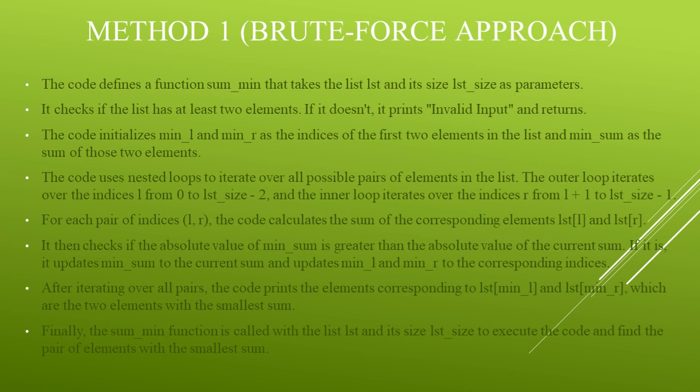It then checks if the absolute value of min_sum is greater than the absolute value of the current sum. If it is, it updates min_sum to the current sum and updates min_l and min_r to the corresponding indices. After iterating over all the pairs, the code prints the elements corresponding to min_l and min_r, which are the two elements with the smallest sum. Finally, the summin function is called with the list first and size first_size to execute the code and find the pair of elements with the smallest sum.